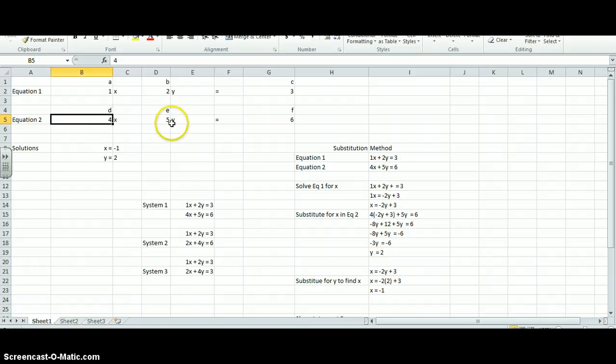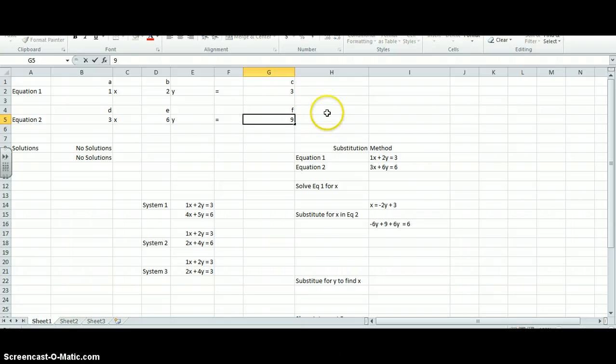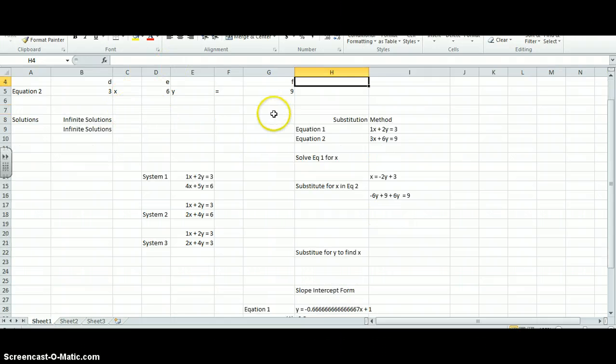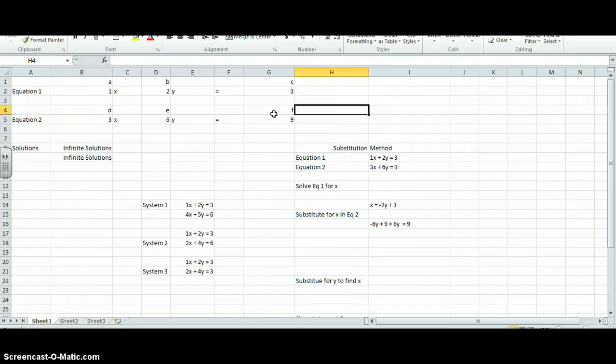If I change it, so let's manipulate a little bit, multiply equation 1 by 3, so I get 3, 6, 9. Okay, and now you can see I have an infinite number of solutions because these lines are just multiples of each other, so therefore they're the same line, and they are going to have an infinite amount of solutions.